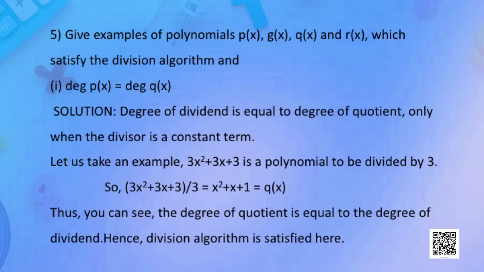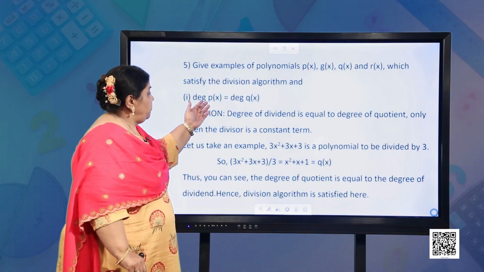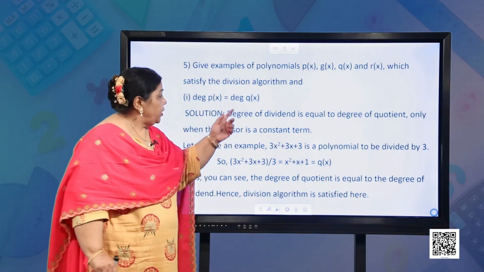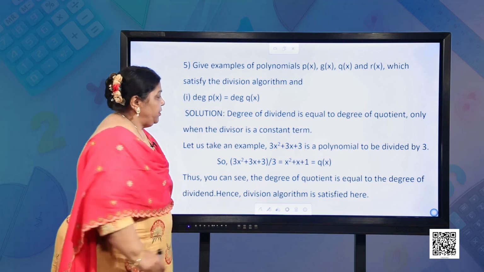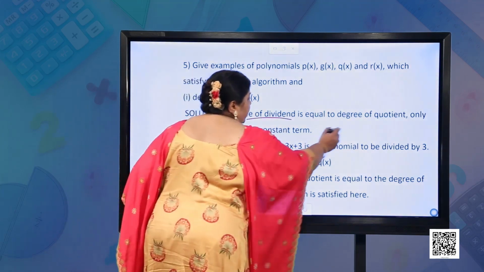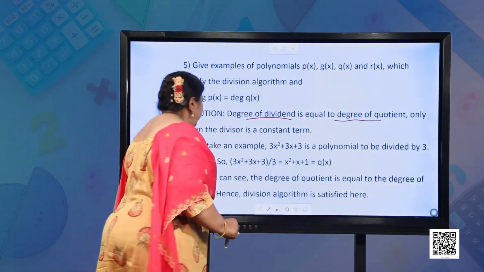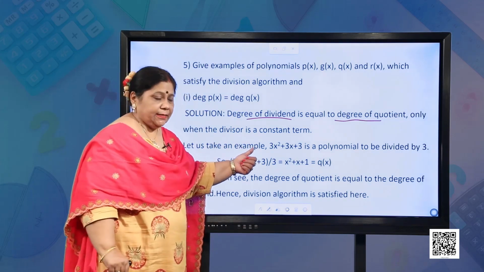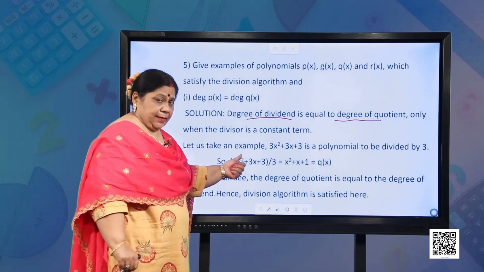Give examples of polynomials p of x, g of x and q of x with r of x which satisfy the division algorithm. Degree of p of x should be equal to degree of q of x. Degree of dividend is equal to the degree of quotient only when the divisor is a constant term. Let us take an example.